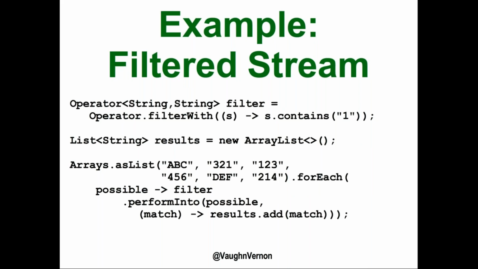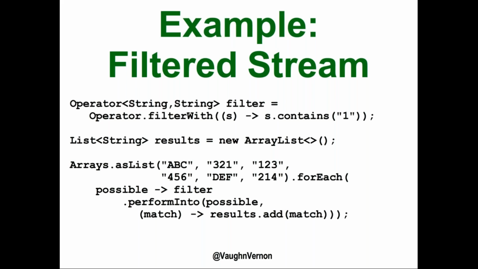Another example is a filter. So this is where the operator is a filter, filtering out any strings that do not have the substring of the digit 1 in it. And you see the same kind of result, but this is a string results list, and we're going to create a list of ABC, 321, and so forth.